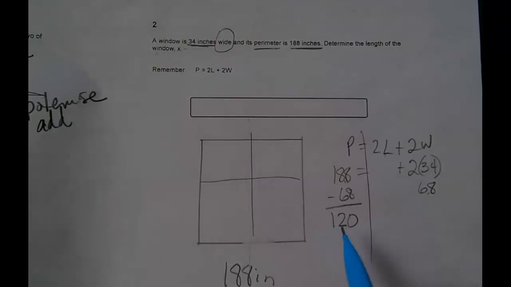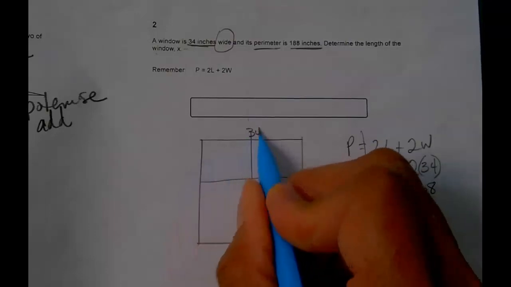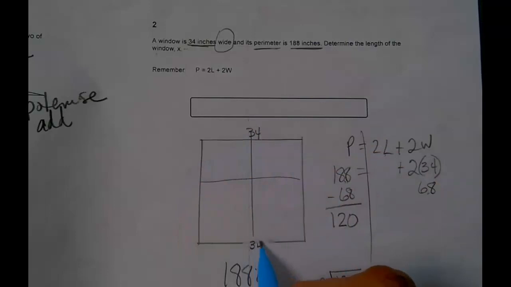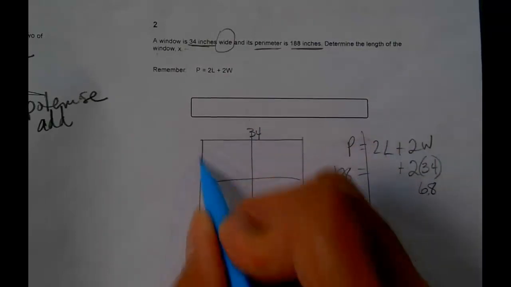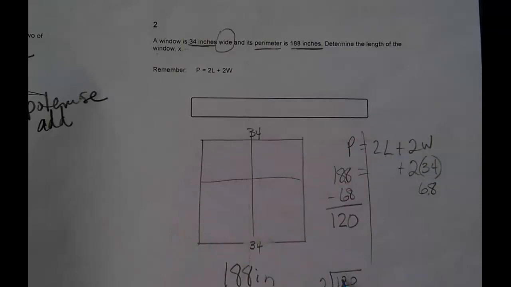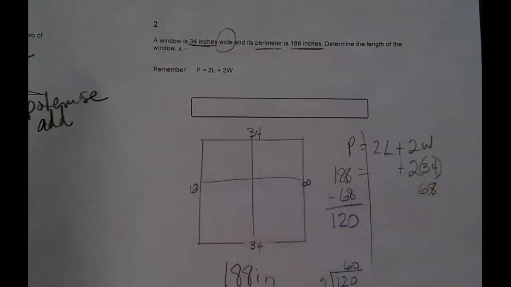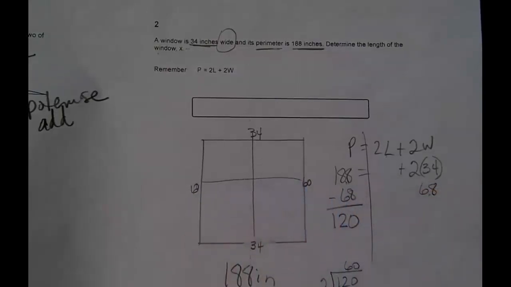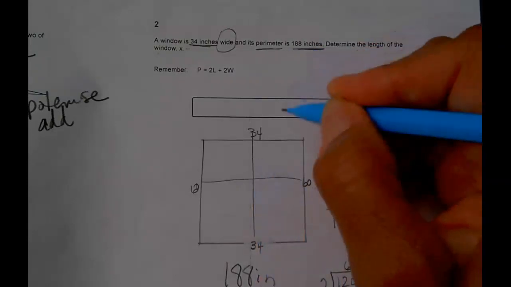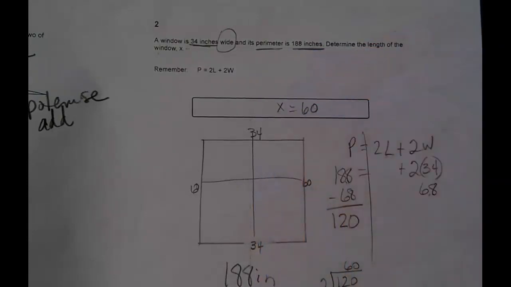We're still not done because we have to take the 120 and divide it by 2 because we still have 2 sides. We got the width of it, which is 34 for both of these sides. This is the distance all the way around, but now we need the height, the length of it. So when we divide this, we get 60. So the length is 60 inches. So now we just found the length. So X is equal to 60.